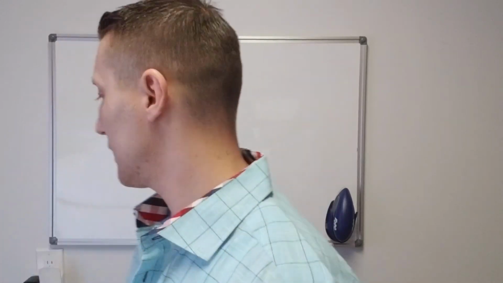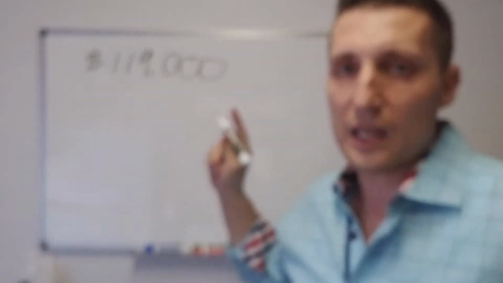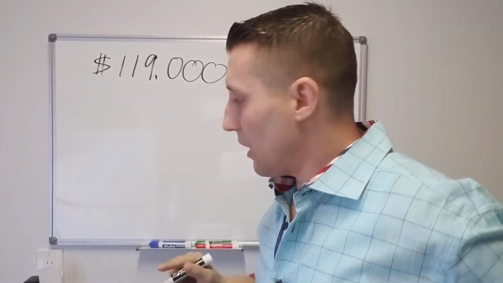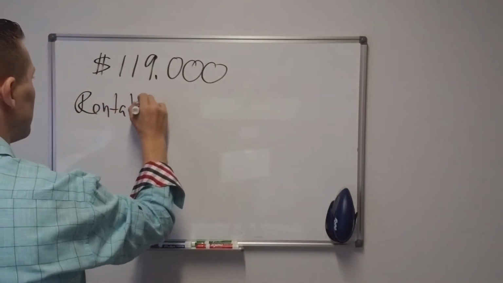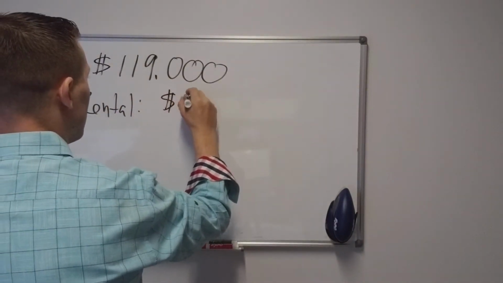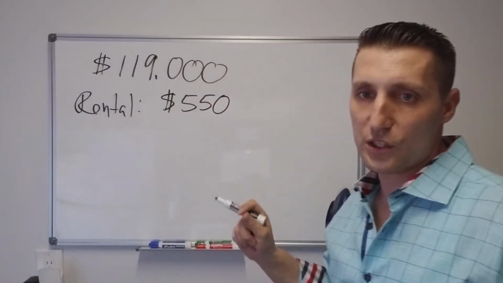So for instance, let's take a house that I came across. This property was $119,000. Now that's the price for the property. Now we have rental income, which is $550. That's your rental income.